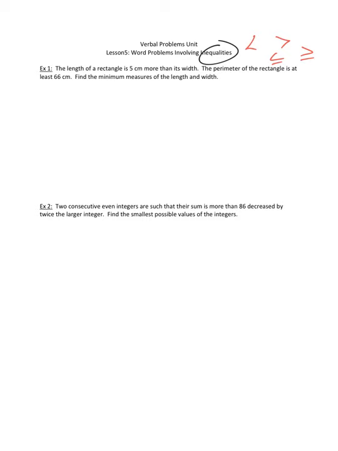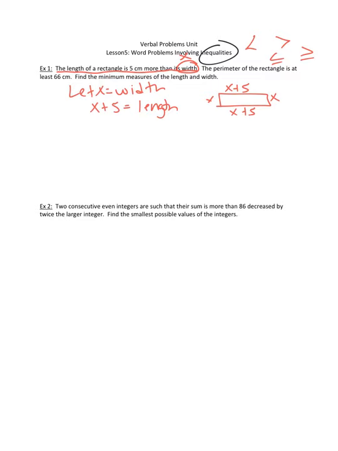So we're going to start out similarly to what we've been doing. The first sentence, the length of a rectangle is 5 centimeters more than its width, is comparing width to length. I'm going to let x be the width. And the length is 5 centimeters more than that, so x plus 5 is the length. Remember, it's a rectangle, so if it's a shape, you should draw the picture, x times x plus 5.